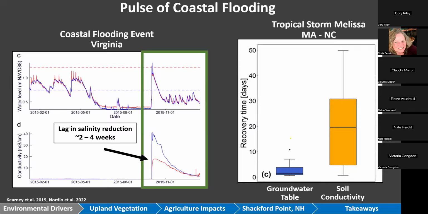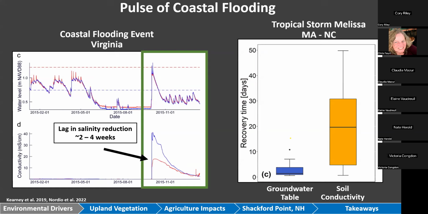And what they found was during a really large coastal event, which you can see with that peak in the green box, there was a huge flooding event, but within a couple of days, the water levels in the groundwater had fully drained out. However, there was a significant lag in salinity in the soil. So salinity actually took 2 to 4 weeks to recover after that big coastal flooding event.